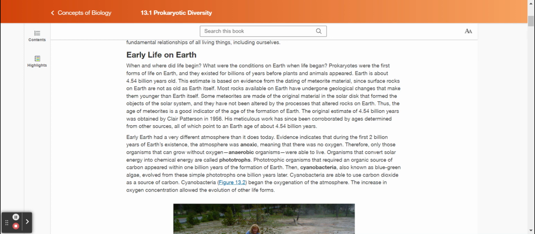The original estimate of 4.54 billion years was obtained by Claire Patterson in 1956. His meticulous work has since been corroborated by ages determined from other sources, all of which point to an Earth age of about 4.54 billion years.